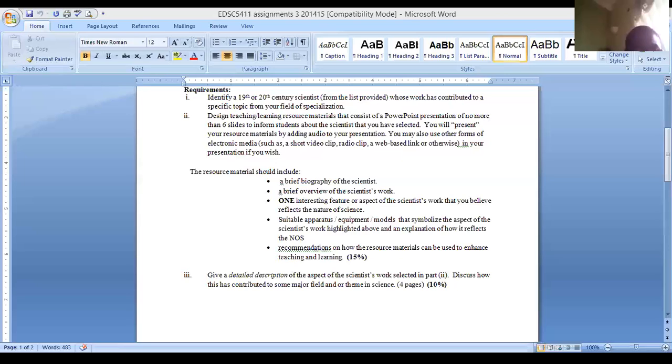Sorry, the requirement in terms of the presentation is just for the second part. The PowerPoint you're going to do is just for that part, with the resource material, and then you give the rest by itself. So you're going to have a PowerPoint with the detailed description of your scientist's work and the discussion of how you think that has contributed to some theme in science.